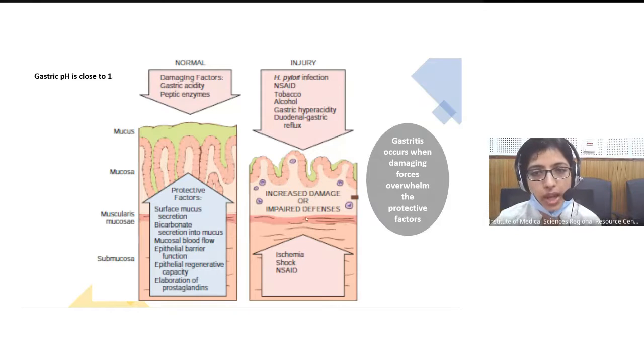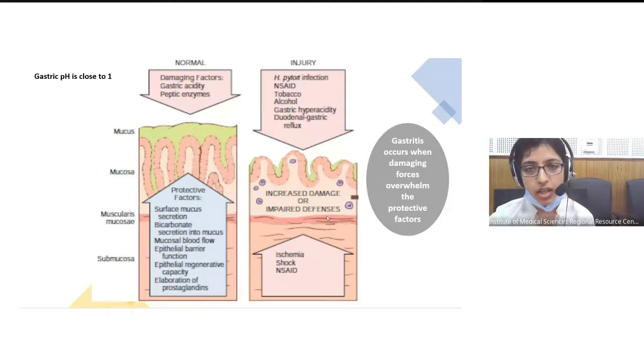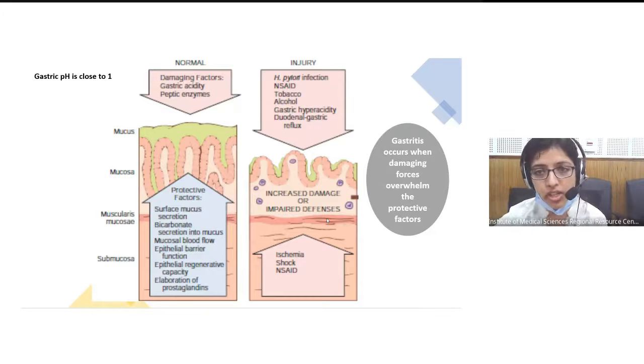And that is what happens in the common etiology. That is what is seen in the conditions that result from the common etiological conditions. So we have the Helicobacter pylori infection. Helicobacter pylori secretes the enzyme urease. Urease breaks down urea into ammonia, and so it inhibits the bicarbonate transporter. So the bicarbonate secretion is affected. Okay, so the protective factor is lost.